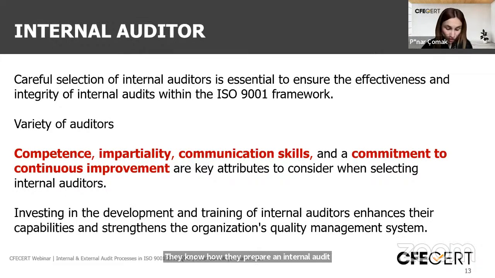And when we are saying impartiality, they should be objective for this audit. They have to be from different departments, different people. For example, if you are the quality management representative of the organization, you cannot audit the quality management part, because you cannot be objective for that department. So we have to be sure they are objective.